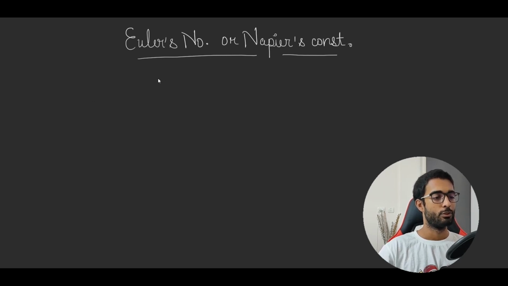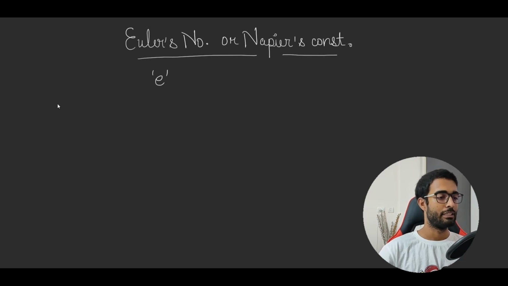Today we are going to discuss Euler's number or Napier's constant, named after Leonhard Euler and John Napier, which is denoted by e. And we know that e is the hero in our mathematics. And we are going to discuss a brief history about its origin and how it came into being.